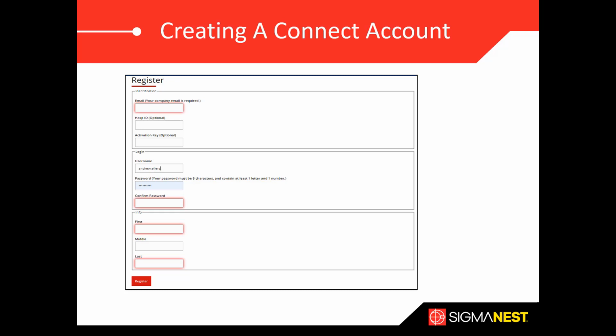So the next thing is the HASP ID. Again, this is completely optional. So this is if you have that SIM or HASP. And then the activation key, which again, optional. And this is if you have software licensing.